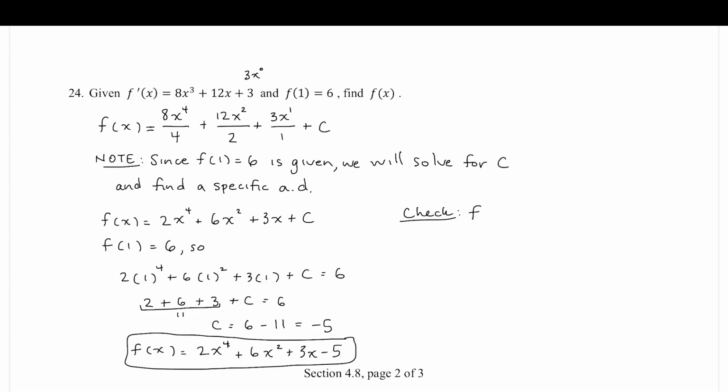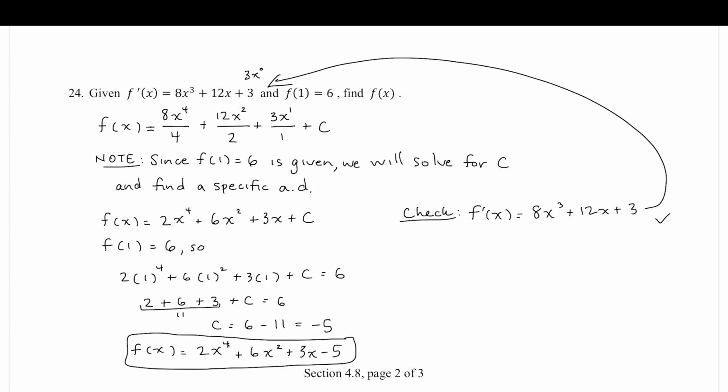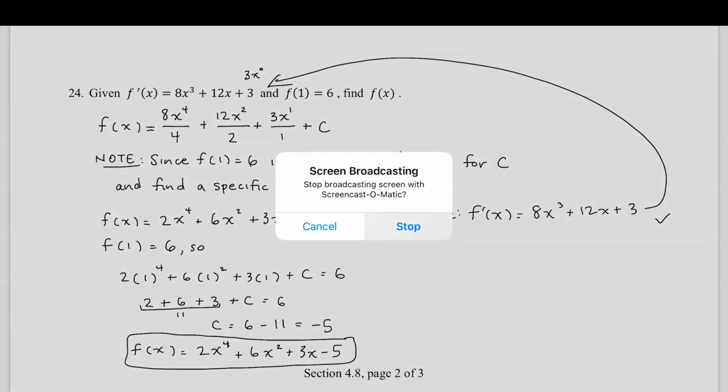And again, you could check your answer by finding f prime, the derivative of the antiderivative. If you take the derivative, this is a nice simple polynomial, you get 8x cubed plus 12x plus 3. And of course, the derivative of the added constant negative 5, or subtracted constant 5, either way you look at it is fine. But the derivative of that constant term is 0. And so again, I get back what I started with in terms of f prime, so I know I did it correctly.